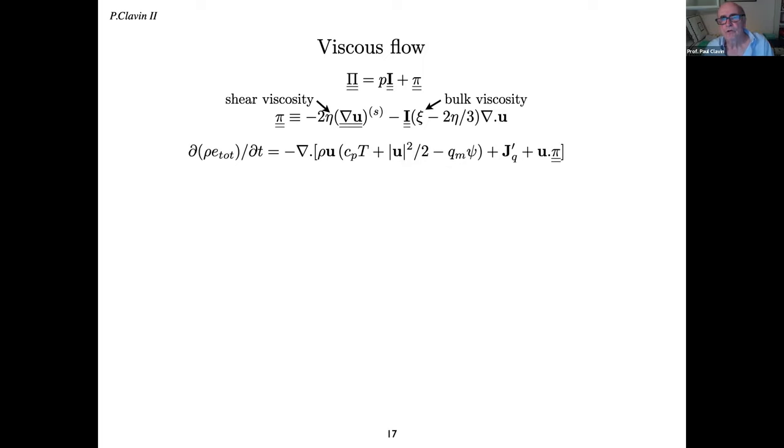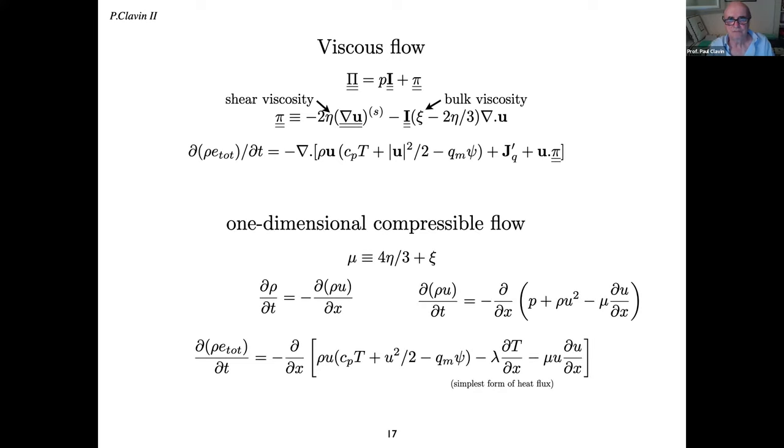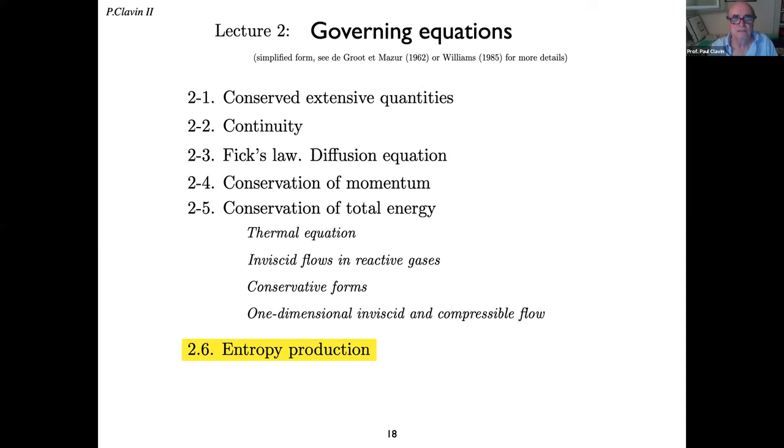For viscous flow, the problem is a little bit more complicated, and it will not be used in my lecture, so I will not enter into the detail. But the one-dimensional compressible flow in conservative form is written here, and I give that just for you; it could be useful in your current studies. I will not use that. Now let me finish this lecture with the entropy production.